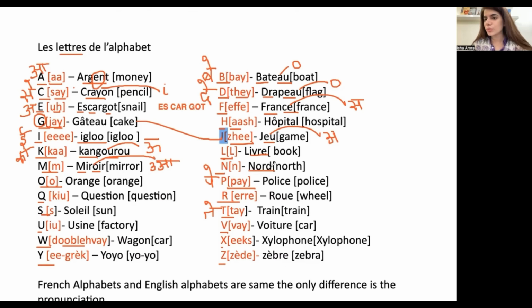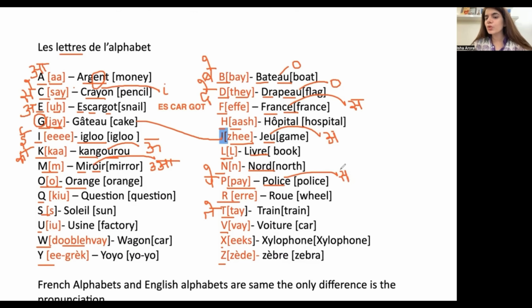Then N, nord, nord. D, il ne prononce pas. It's not pronounced. Okay. Next, orange, orange. P, police, police. Because CE, again, the sound of S. So, police.